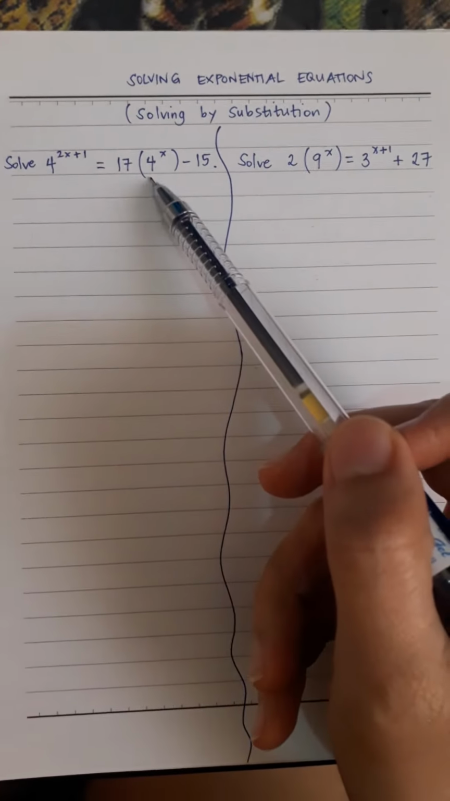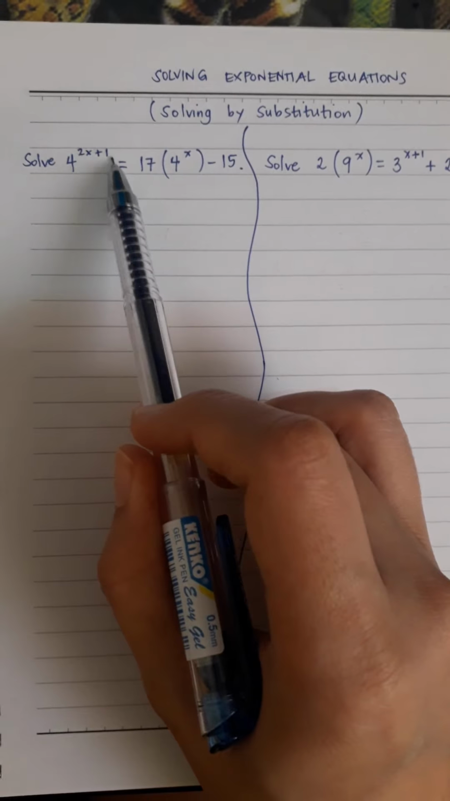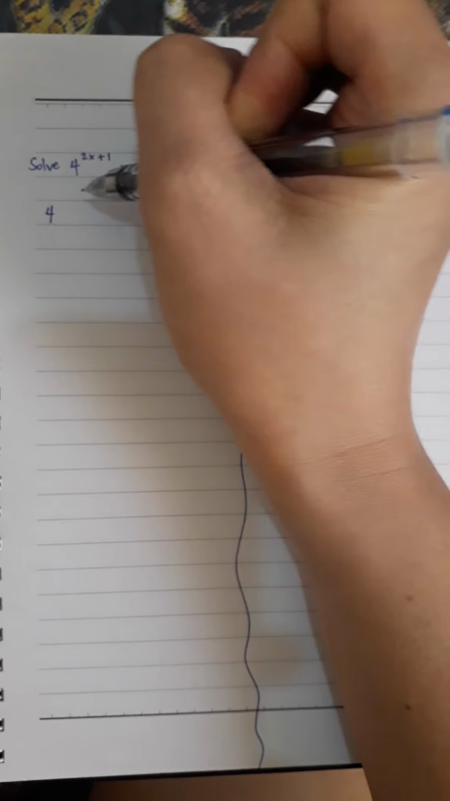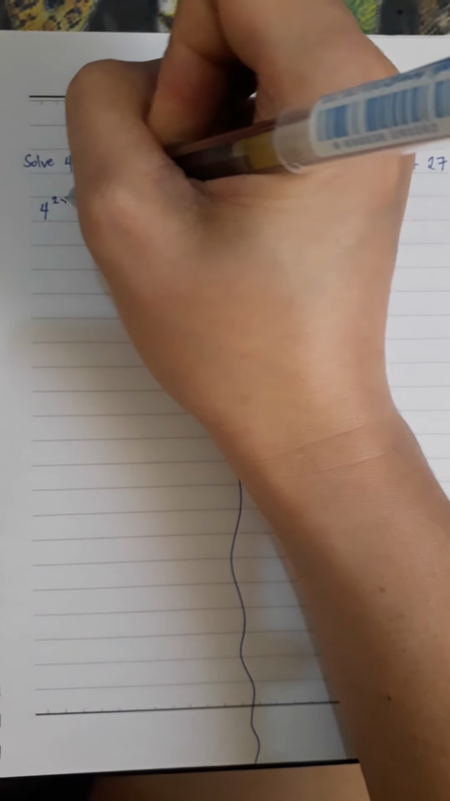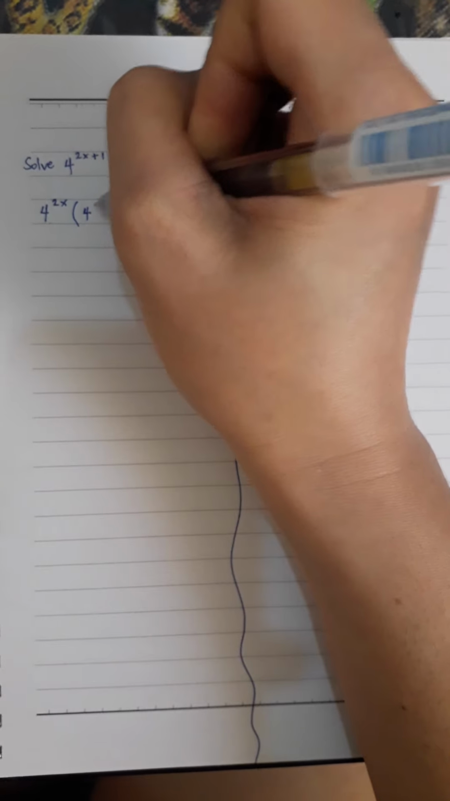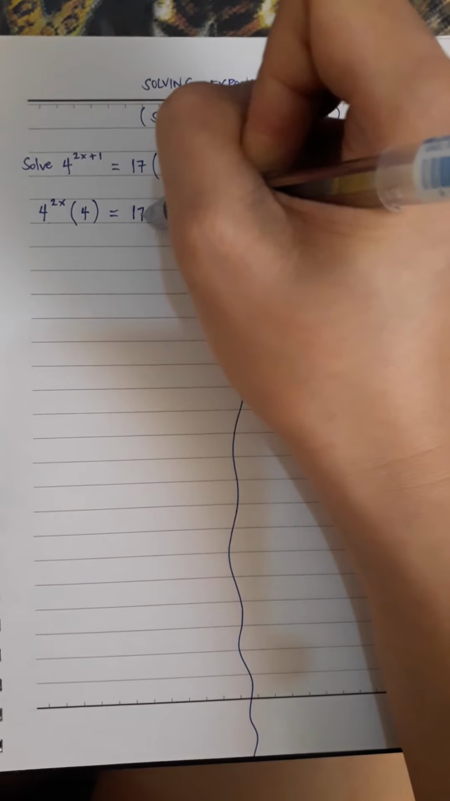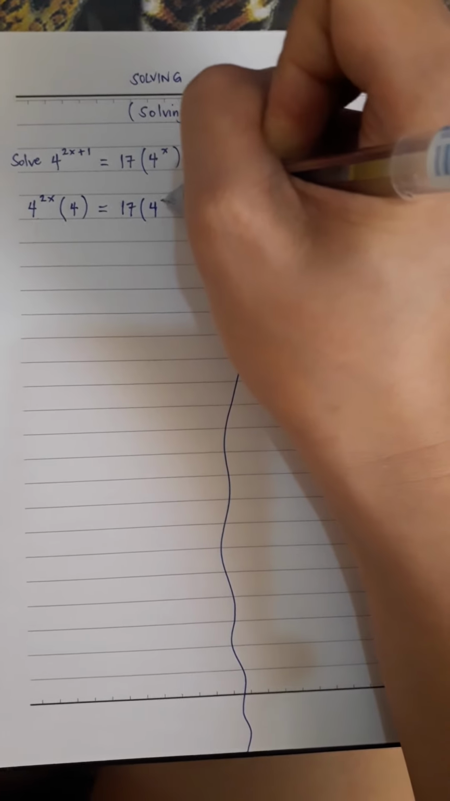Okay, so simplify the left side first. Again, the addition of indices here will tell you that it can be written as 4 to the power of 2x times 4. Then, right side, still the same.